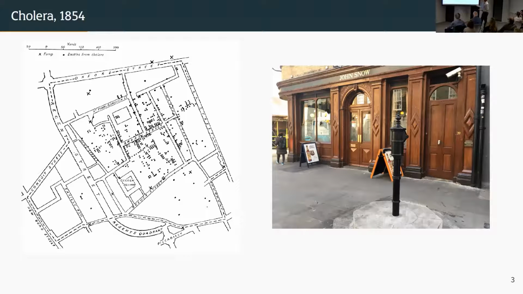And long story short, maybe somewhat apocryphal, he took the handle off the pump so that people couldn't use it, and thereby removed the source of the cholera outbreak and stopped the spread of cholera. Nice story, nice pub, but it's a couple of hundred cases, and it's a tale in statistical data analysis more than necessarily modeling of diseases.